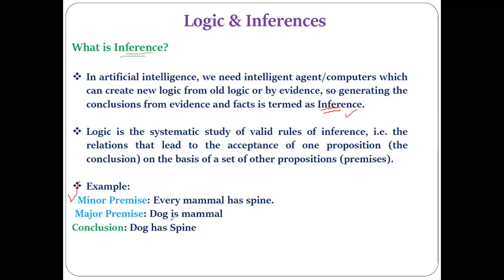Let's take an example. Suppose here I have written the first fact, which I call a minor premise. I will tell you what is meant by premise. The first fact, or minor premise, I have written here: every mammal has a spine. The second premise I have written here: dog is a mammal. Now I hope you are getting the meaning of mammal and spine. If not, then let me tell you.